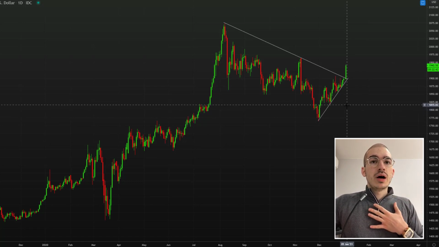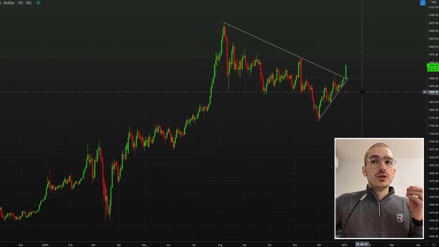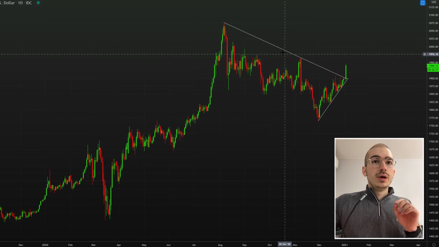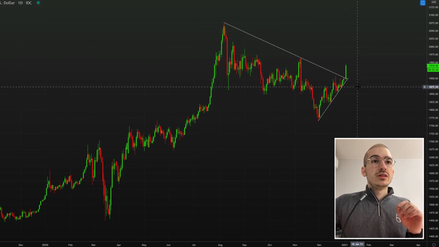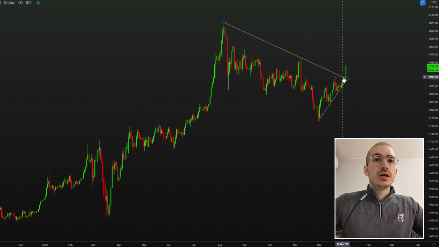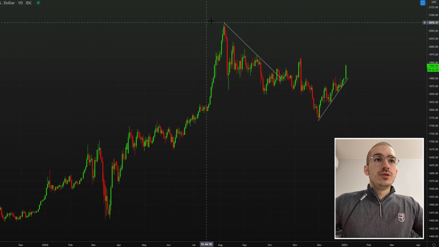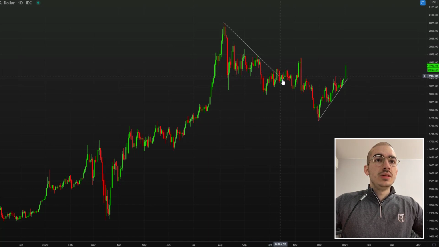So personally, with my own system, it doesn't confirm to me that this correction is over. It could be, but the break of the trend line here is not enough. And the reason why a break of the trend line is not enough, well, we can simply look at what we had before, right? So if you had this trend line on right here, well, just breaking above the trend line doesn't mean much.